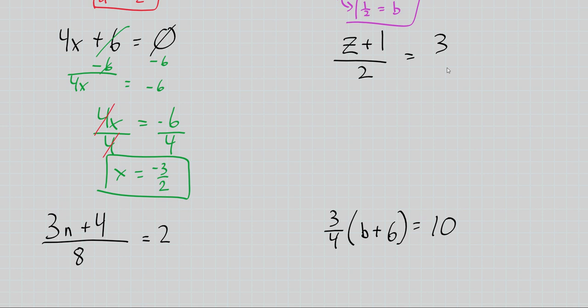Next, z plus 1 over 2 is 3. Is my variable alone on one side? It's not. I've got this plus 1, which is really tempting to move out of the way, but it's not just plus 1, is it? It's over 2. This 2 is dividing not only z, but also 1.